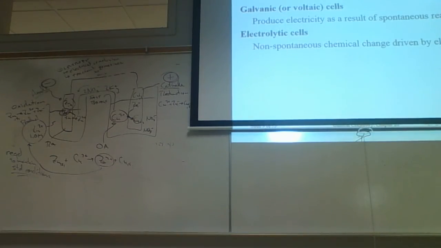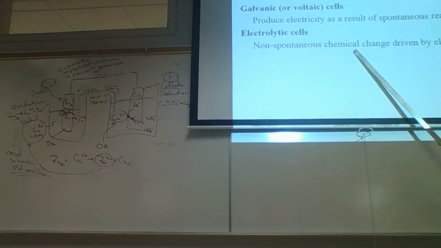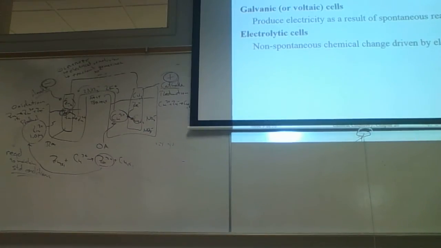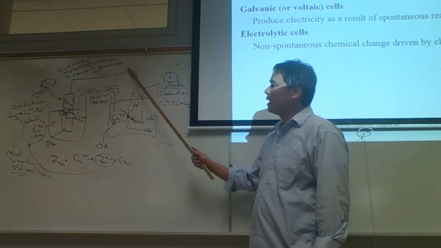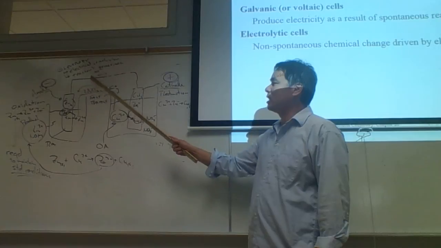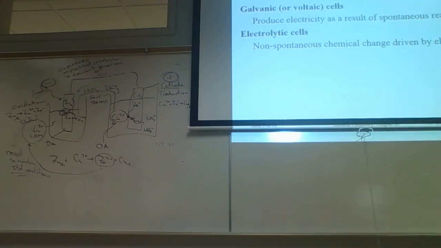The other type of cell we call an electrolytic cell. In electrolytic cells, we have non-spontaneous reactions that are driven by a power source. So we force electricity. In this case, we put a power source here and force the electrons to go right to left rather than the natural direction, left to right here. That would be an electrolytic cell.